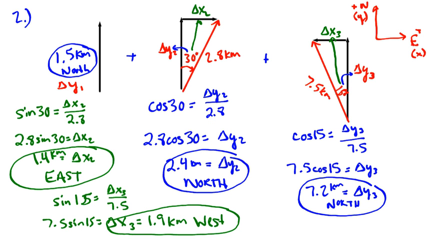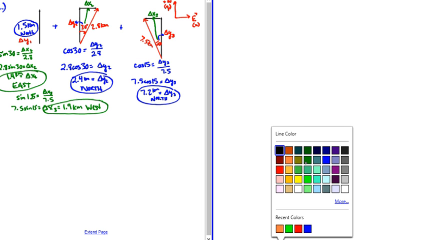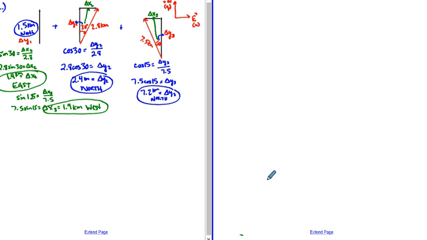Okay, I'm going to try to do a dual page thing here. We'll see how this goes. Okay, so we want to add some vectors. I'm going to add the x vectors over here, and then I'll look at the y ones.